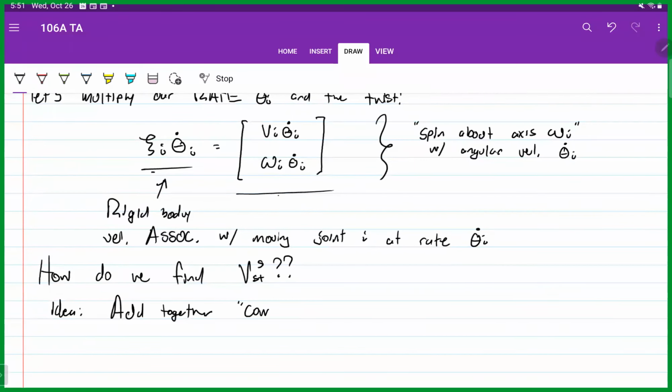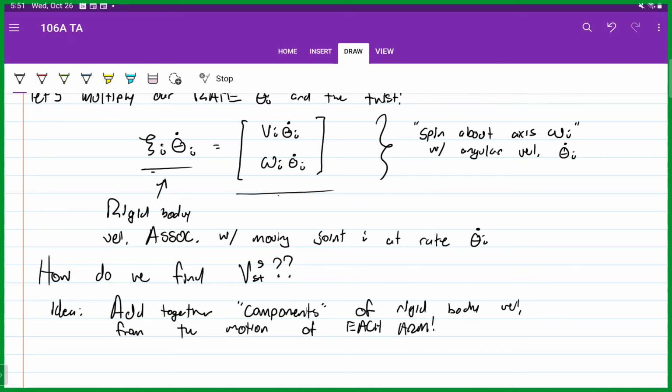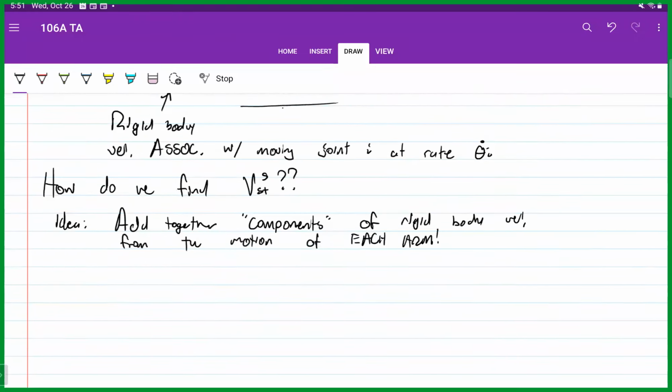Okay. So our main idea is we just add together components of rigid body velocity, velocity from the motion of each arm. Because if we just sum up the velocities from each arm, we're going to end up with the total rigid body velocity for the end effector. The end effector is all the way at the end, so it's being affected by all of these intermediate velocities along the way. Okay, so how are we going to write that?